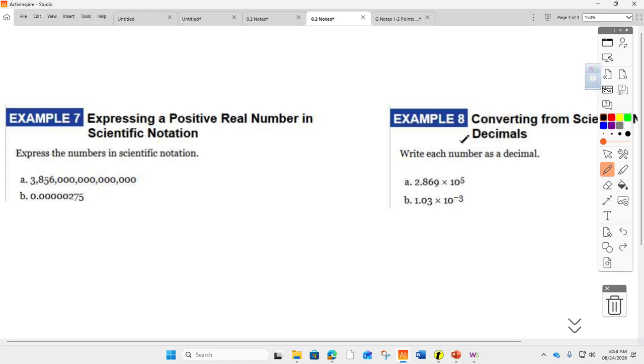All right, if we want to write a number written in what we would call standard form, or expressed as a decimal, we want to write that in scientific notation. So remember the form for scientific notation.